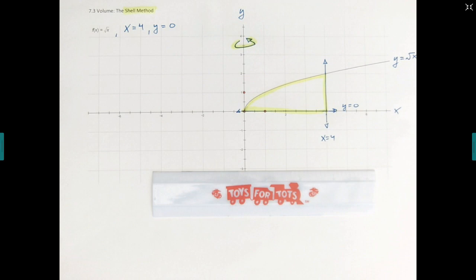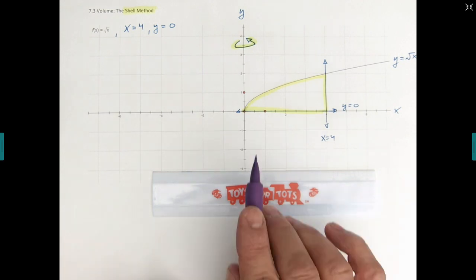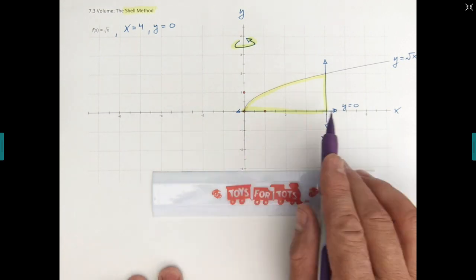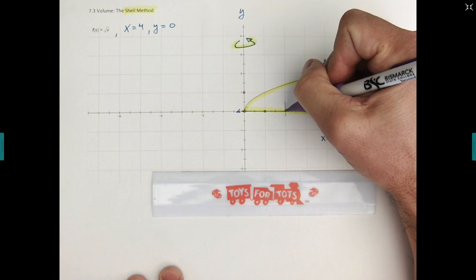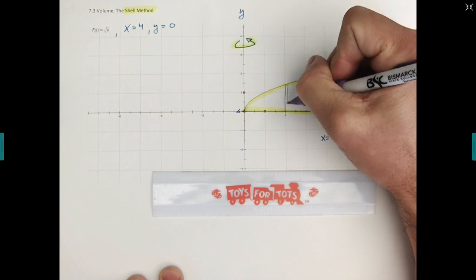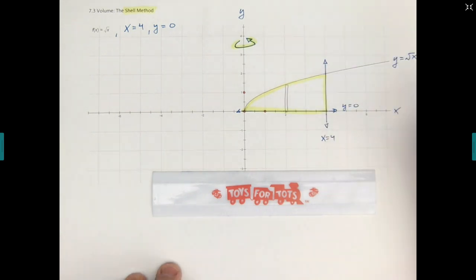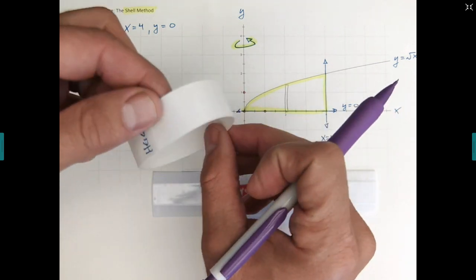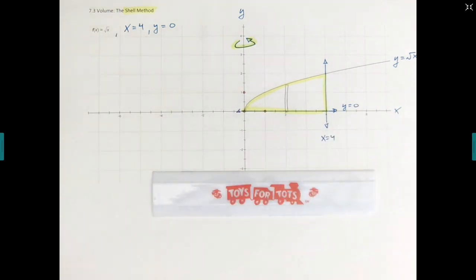So when we use the shell method, it's very helpful to draw a representative element in here. I'm going to draw the thickness of the shell that I'm looking at, at some x value in here. I can pick anywhere I want. It looks like it'll fit right in here nicely. There's my x value, and here's the thickness of the shell. So this shell, well, it's going to look like this. I'm going to make a little picture here so I can talk about this one shell.